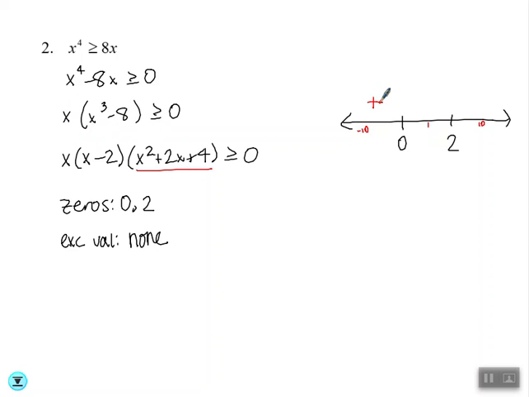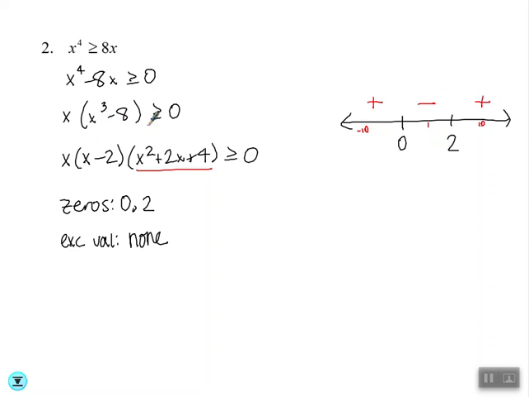If I plug in 1, I have positive. 1 minus 8 is negative. So positive times a negative is negative. If I plug in 10, I have a real big positive number minus a little number. So positive times a positive is positive. Again, if you need to actually plug the numbers in, go right ahead, but you don't have to.